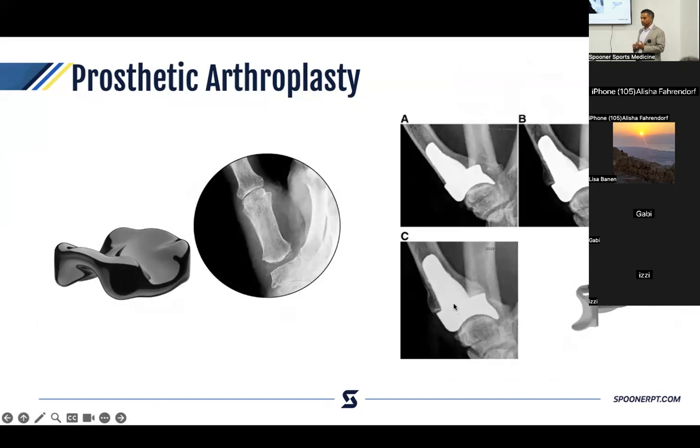Early data is good, but we don't have long-term data. And I think what remains to be seen is what happens 10, 15 years down the road. In my opinion, what if this fails? Not that you're screwed, but it makes it very challenging to deal with at that point. So that's why I don't tend to entertain that at this point.